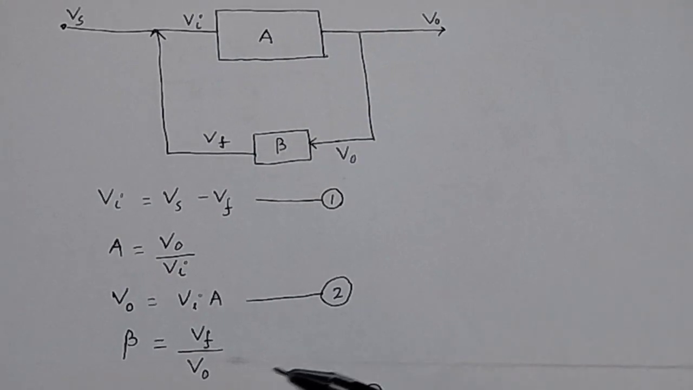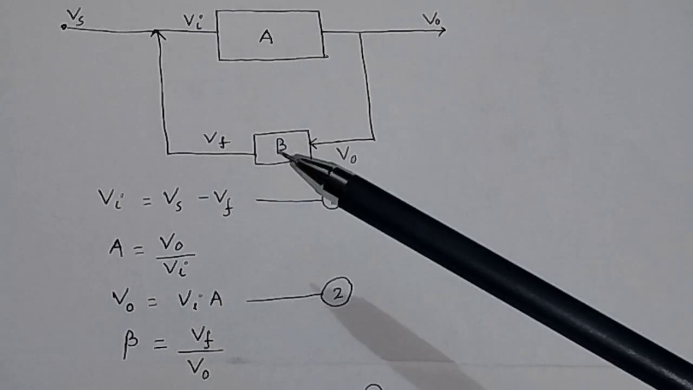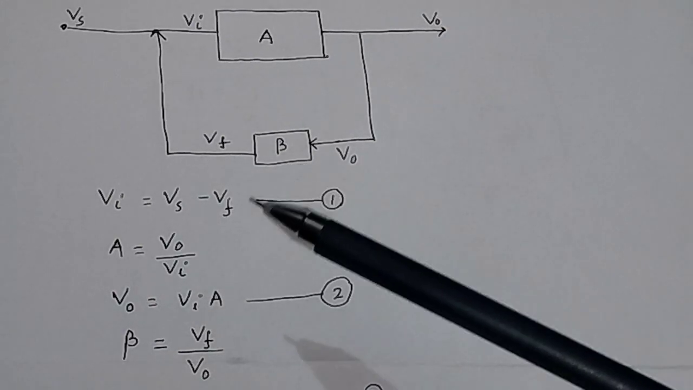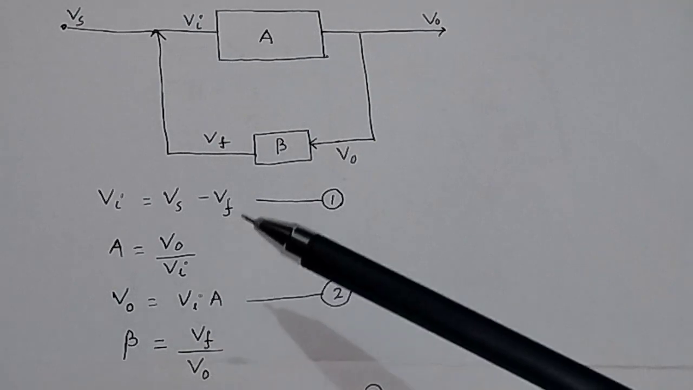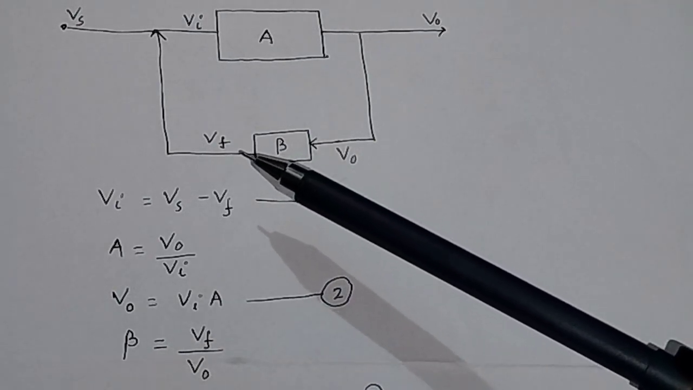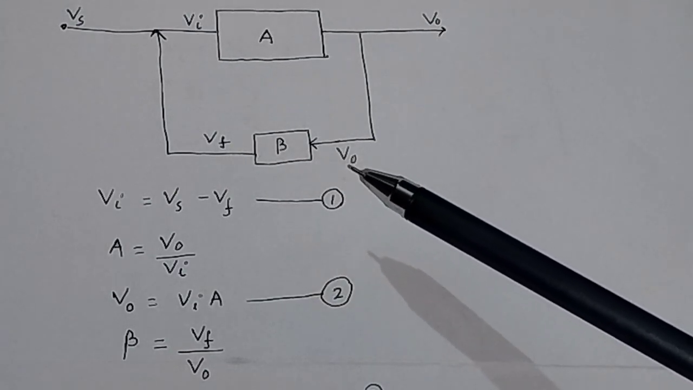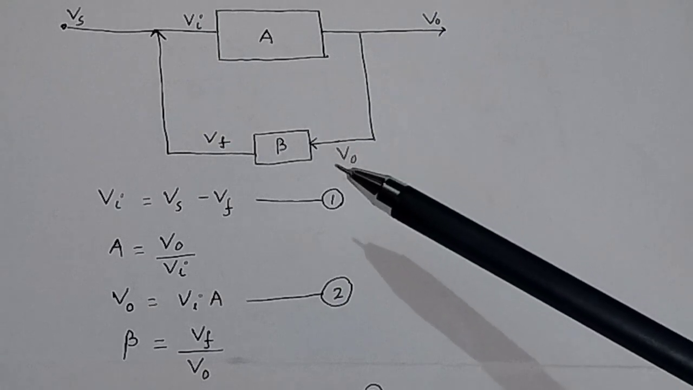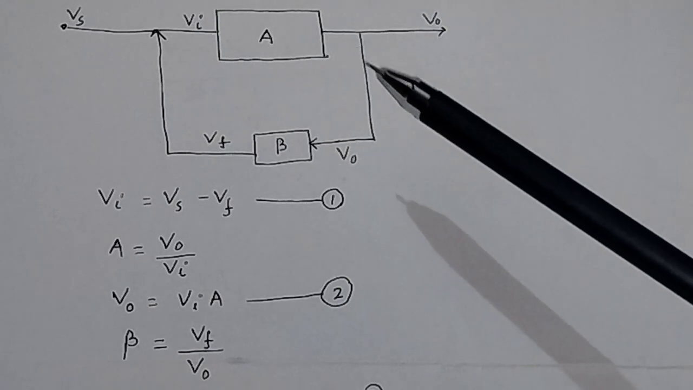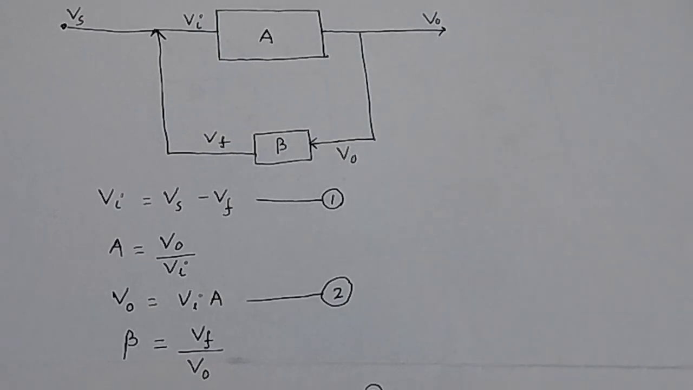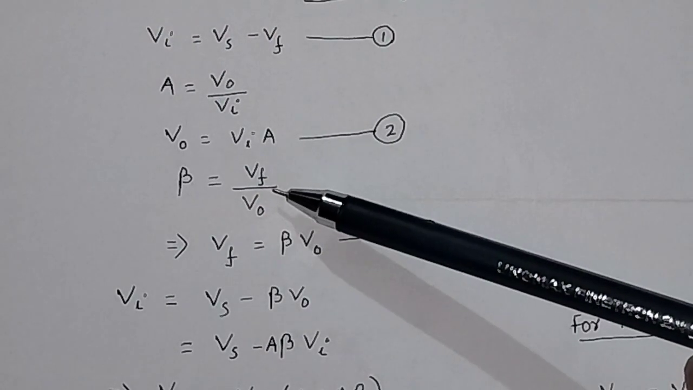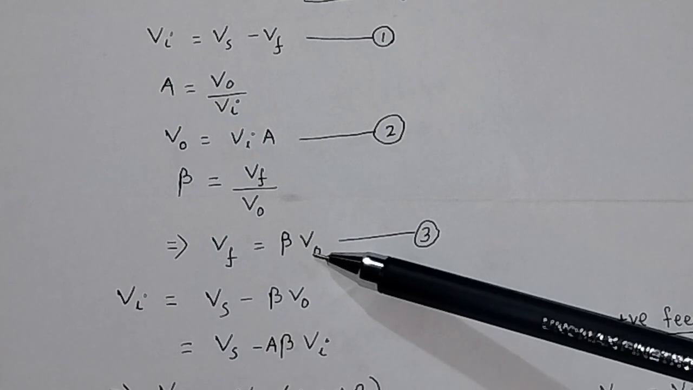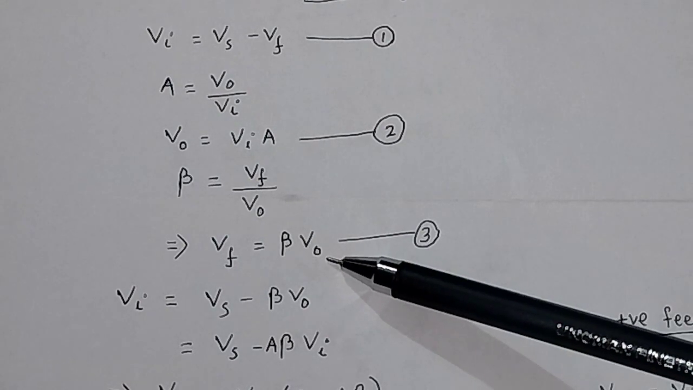Similarly, what will be the amplification for the feedback circuit? That is, beta will be equal to output voltage by input voltage. The output voltage here is equal to Vf, the voltage after feedback, and the input voltage is equal to Vo, that is the output voltage which is coming from this amplifier. So what will be the feedback voltage? Feedback voltage will be equal to beta into the output voltage.